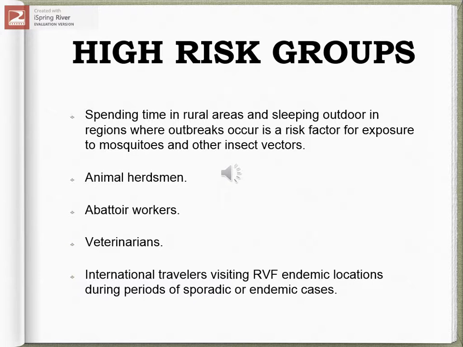The high-risk groups: spending time in rural areas and sleeping outdoors in regions where outbreaks occur is a risk factor for exposure to mosquitoes and other insect vectors. People who handle animals, abattoir workers, veterinarians, and international travelers visiting Rift Valley fever endemic locations during periods of sporadic or endemic cases are other risk groups.